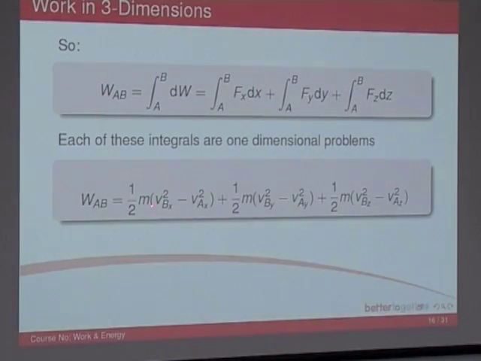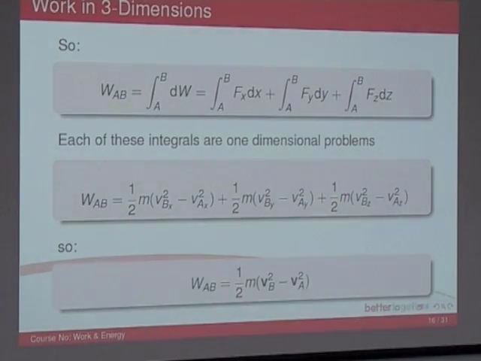And so the work is basically the change in kinetic energy in the x direction, the change in kinetic energy in the y direction, and the change in kinetic energy in the z direction. And obviously you can regroup them into vectors, and we end up having the work between A and B is 1/2 times m times Vb squared minus Va squared. The work is the change in kinetic energy.